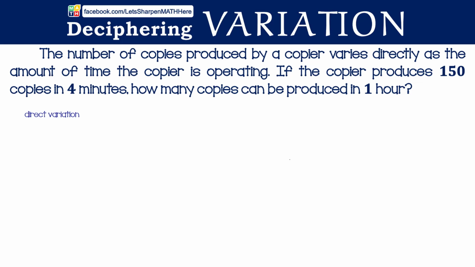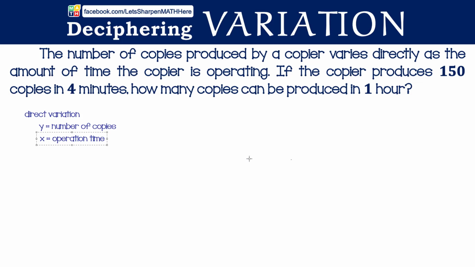As we can see in the first part of our problem, the number of copies produced varies directly as the amount of time. This means that the number of copies is your dependent variable, which is represented as y later in our computation. And the amount of time used in operating our copier, or operation time, can be represented as our x.